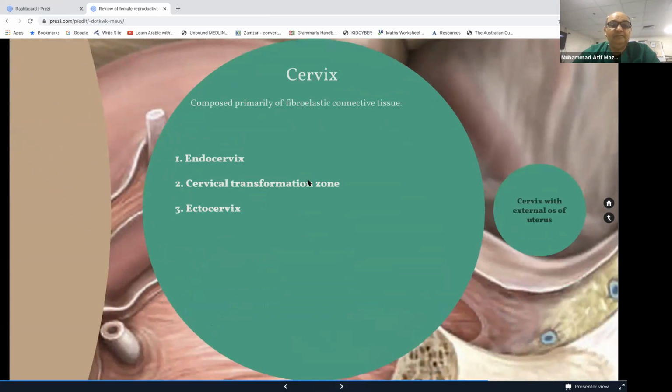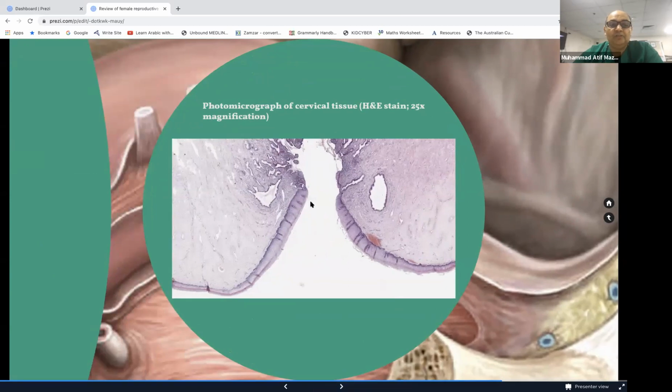Going further. So basically, primarily it is composed of what? Endocervix, cervical transformation zone, and ectocervix. So these are the different components of a cervix, and let's look at it under the microscope. This is a photomicrograph showing you the external os and how it appears. So under the microscope, the cervix appears something like that. I hope we are clear about this fact.